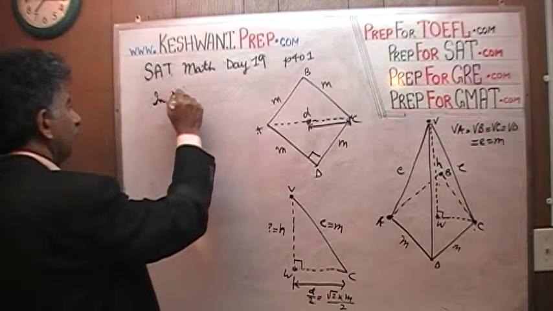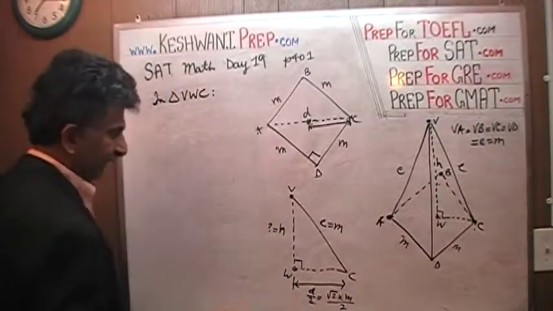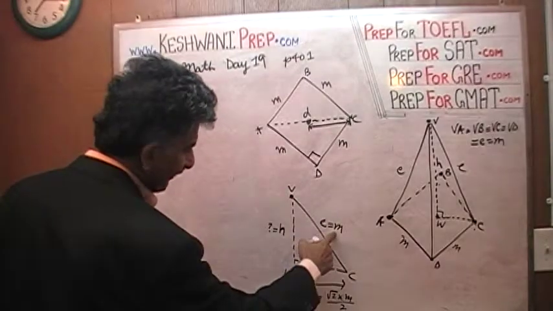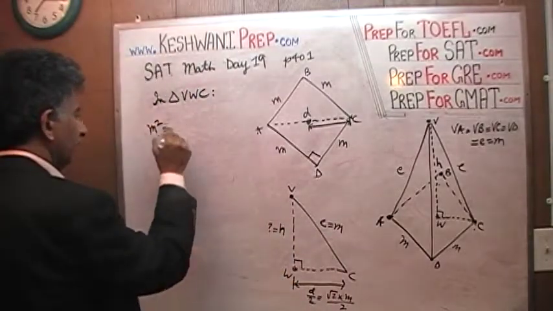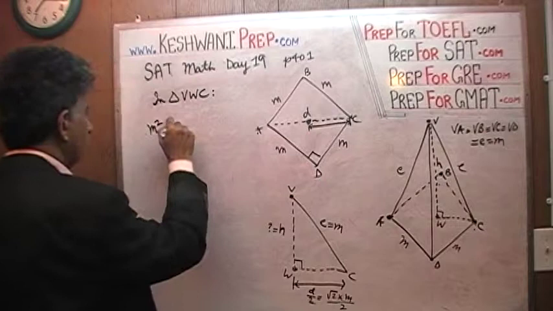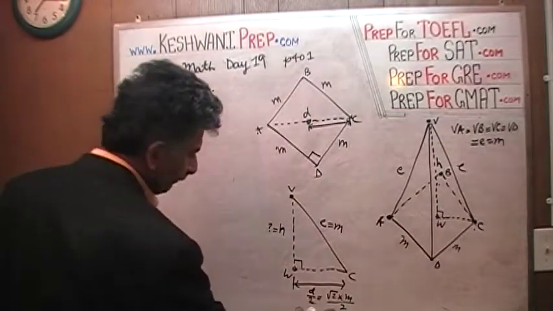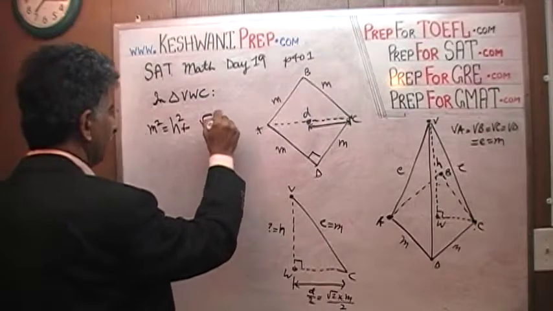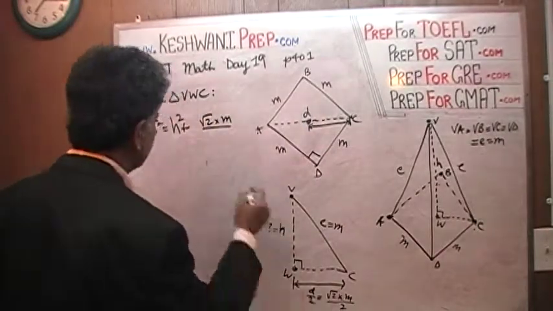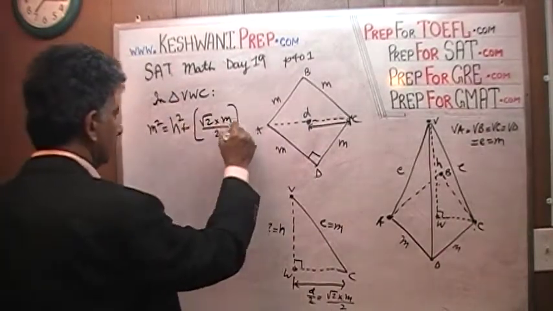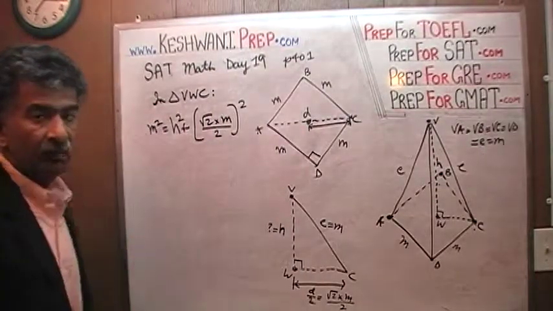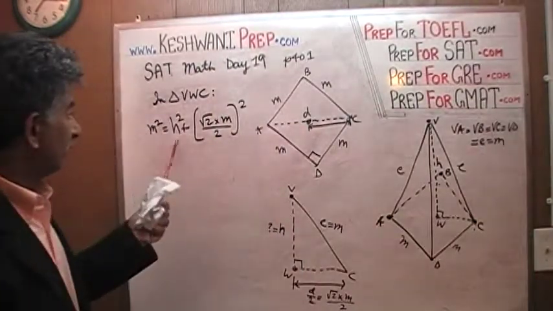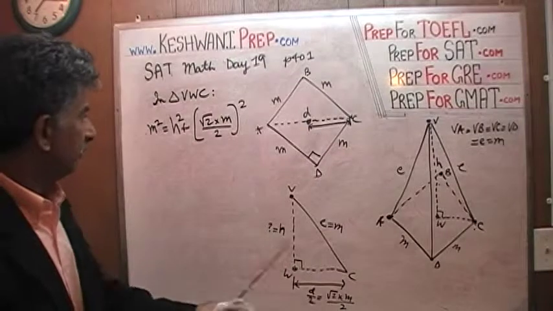In triangle VWC, again same thing. Here's your hypotenuse, which is m. M squared equals the height squared, which is our unknown, we want to find that height, plus this squared: root 2 times m over 2, and we're going to square this whole thing. That's what Pythagorean theorem is. C squared equals a squared plus b squared. This is your a squared and b squared.